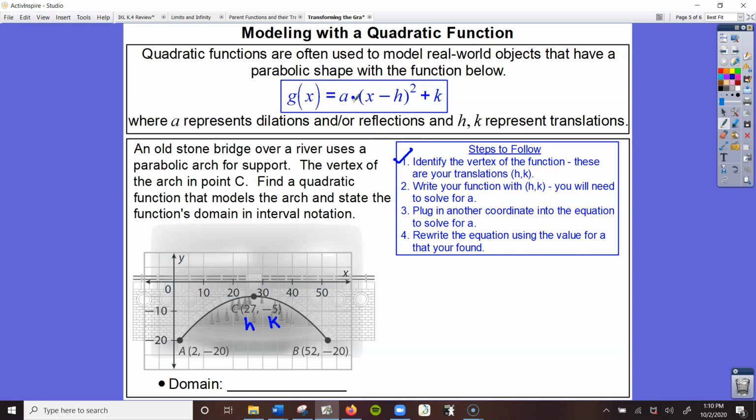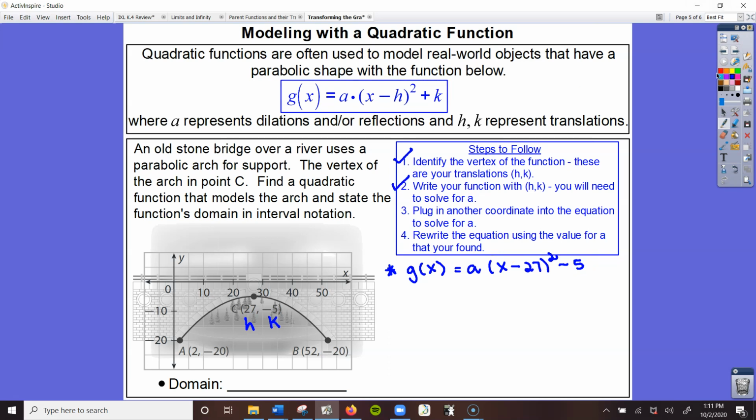And then we're going to have to solve for a. So I like to write out my function. So far what we have is g of x is equal to a, because I haven't found that out yet, times (x minus the h, which is 27) squared, because remember this is a quadratic, so we do have to include that exponent, and then plus k, which since k is -5, we're going to put -5. So this is the equation of my quadratic. The only thing I'm missing from this equation is a. So that's what we're going to do now.